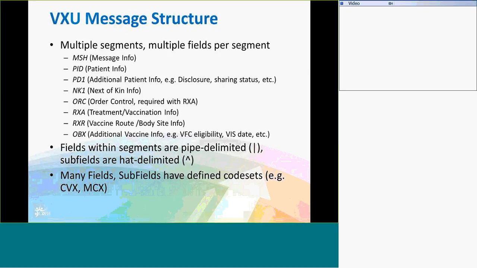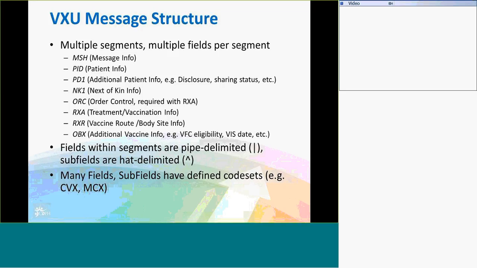Now let's go over VXU message structure. A VXU message is comprised of multiple segments with multiple fields per segment. The message segment header, MSH, contains message information and defines things like what kind of message is being sent, when it was sent, and what kind of system is sending it. The patient identifier segment, PID, contains patient identifying and demographic information like the patient name, date of birth, and address.